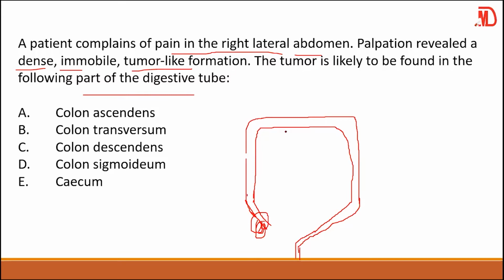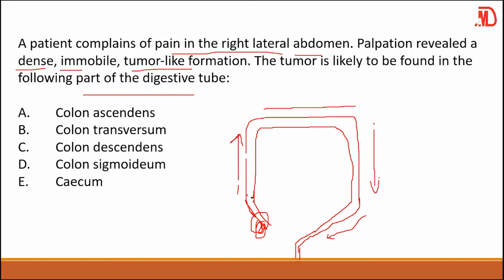This part is going up, so we call it the ascending colon, or colon ascendens. Over here is the transverse, over here is the descending, and over here is the sigmoid. So anatomically, these are the different sections of the colon.